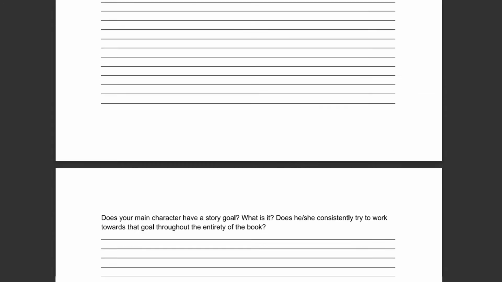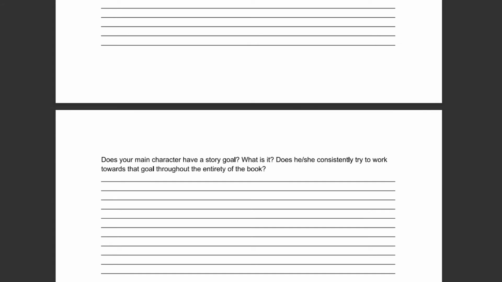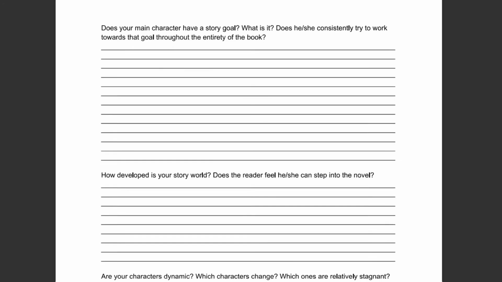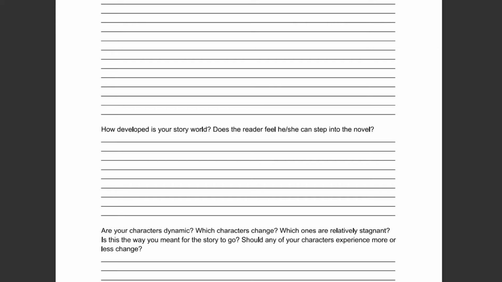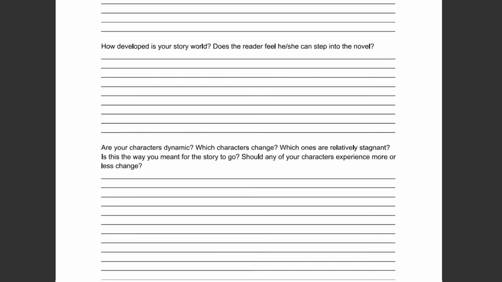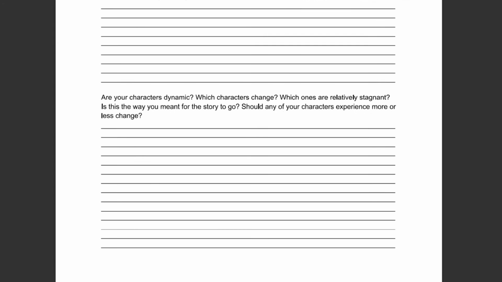Does your main character have a story goal? What is it? Does he or she consistently try to work towards that goal throughout the entirety of the book? How developed is your story world? Does the reader feel he or she can step into the novel? Are your characters dynamic? Which characters change? Which ones are relatively stagnant? Is this the way you meant for the story to go? Should any of your characters experience more or less change?